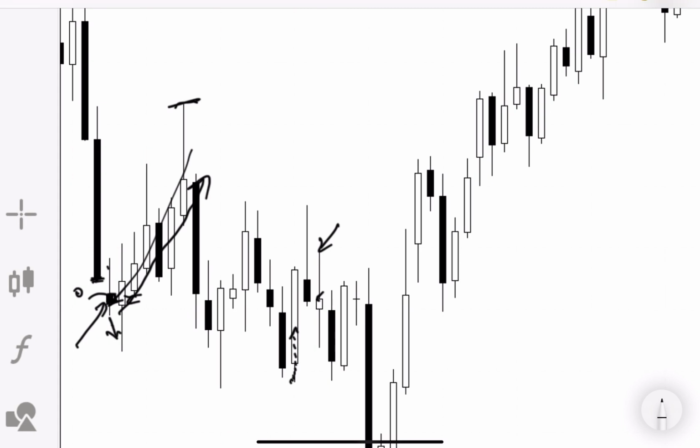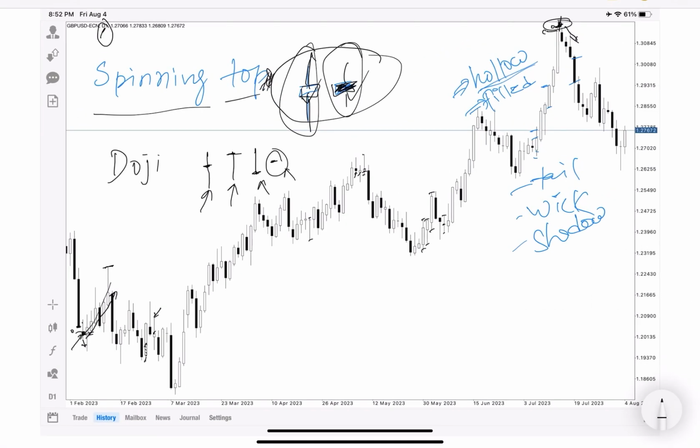So that's all about the doji and spinning top. Basically, what you need to do is to understand the price action. It's not about remembering the name, whether it's spinning top or doji or dragonfly doji or tombstone or long-legged or four-price or abracadabra doji. The main thing is to understand the price action.